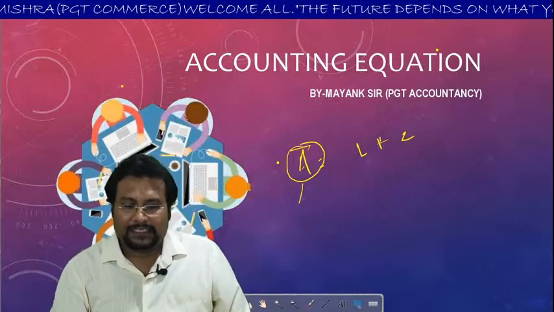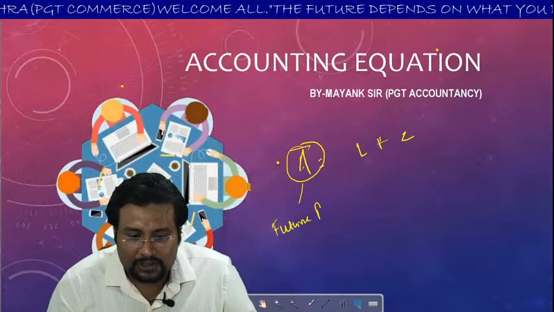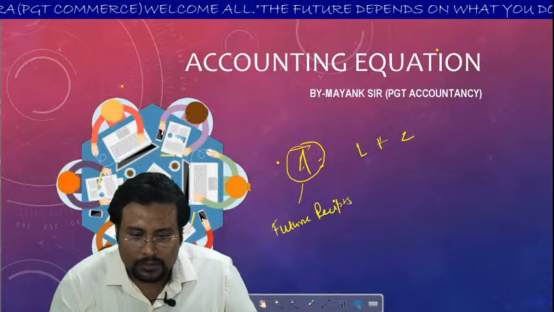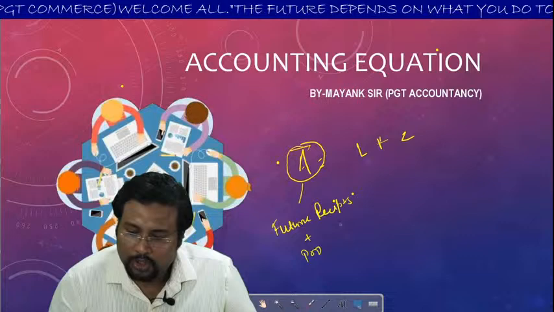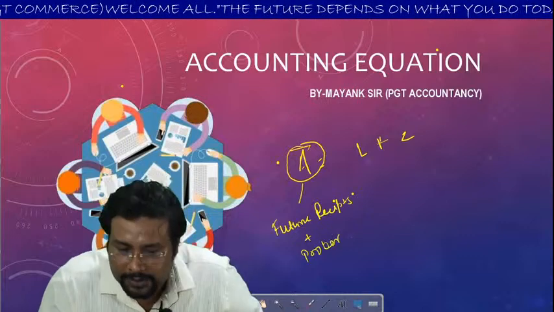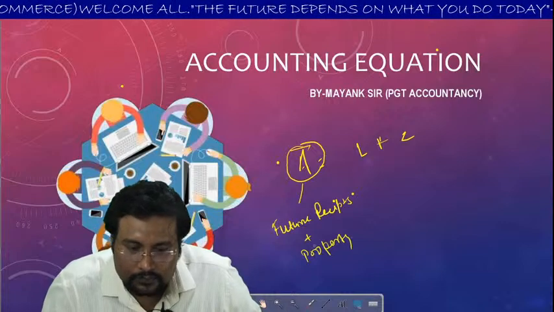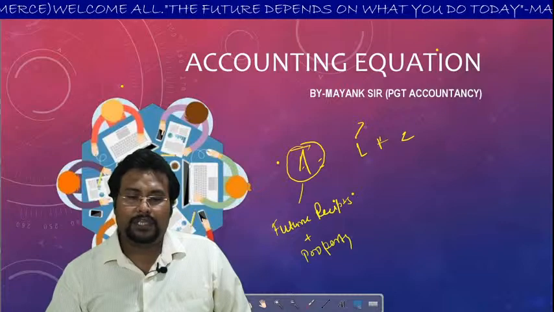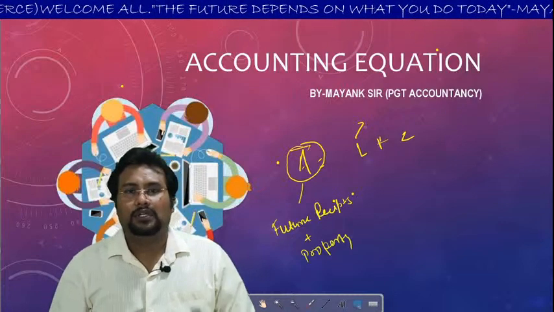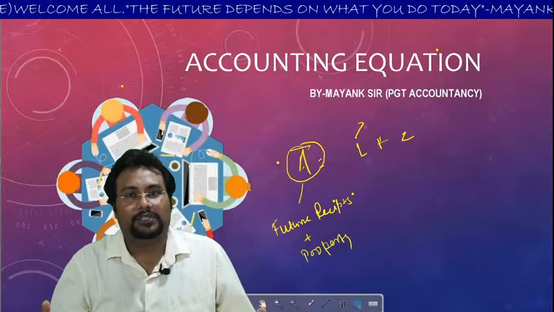Okay, so assets have a very simple classification: future receipts plus your business property. Okay, so future receipt plus property. Now here, what is liability? Very simple. Liability can be considered in one word: future payment.